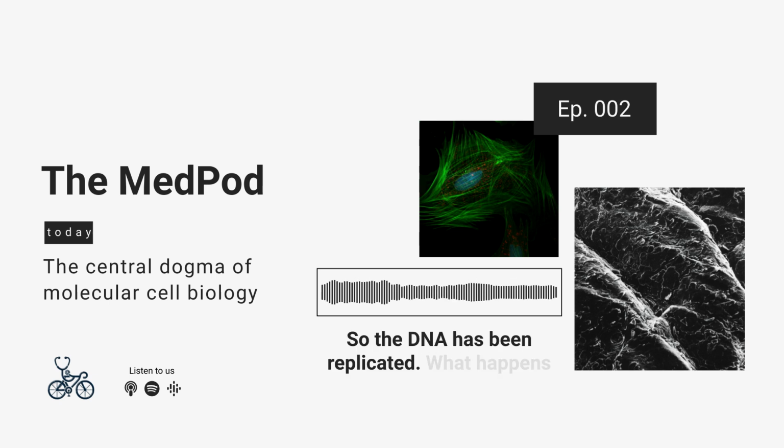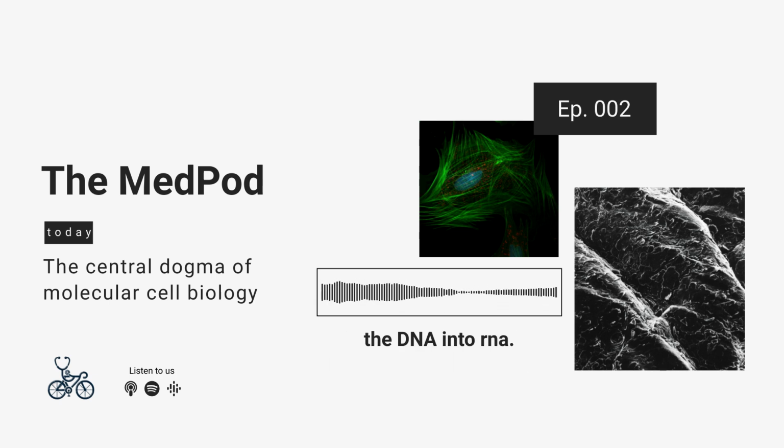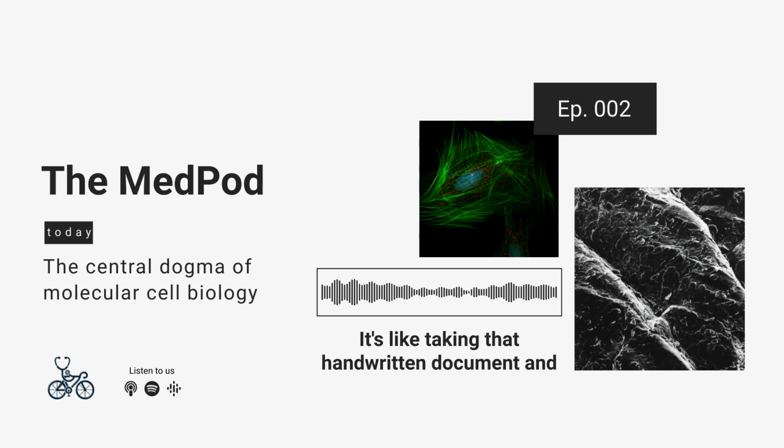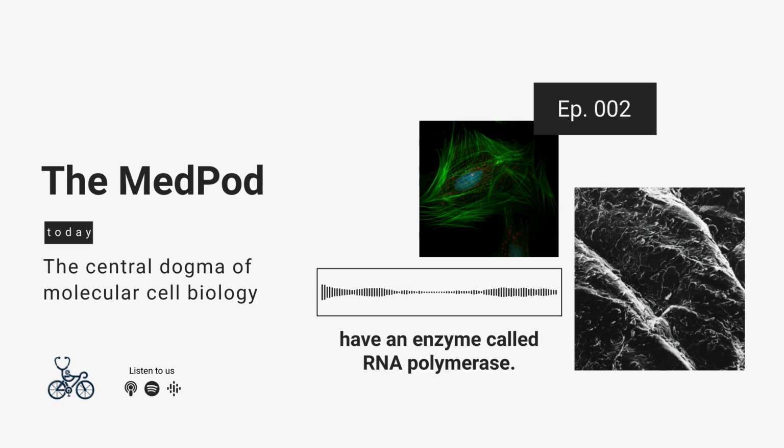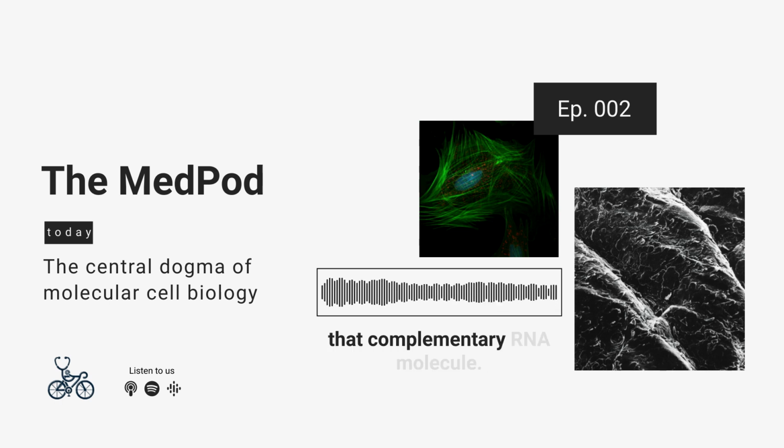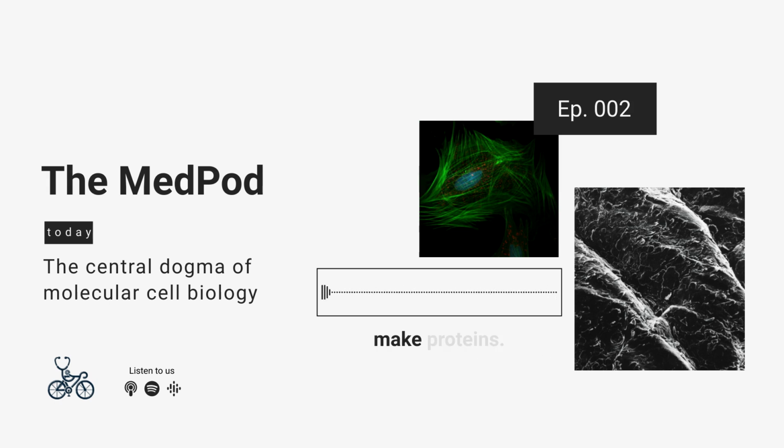So the DNA has been replicated. What happens next in the central dogma? Next up is transcription, which is where we convert the DNA into RNA. It's like taking that handwritten document and typing it up. So the DNA unzips again. And this time, we have an enzyme called RNA polymerase. And it's reading one of those DNA strands and creating that complementary RNA molecule. It's like RNA polymerase is taking dictation from the DNA and making that RNA transcript that carries the code. So that transcript carries the instructions to make proteins.